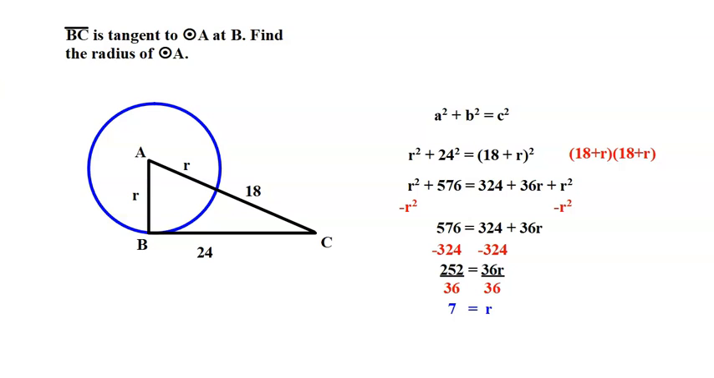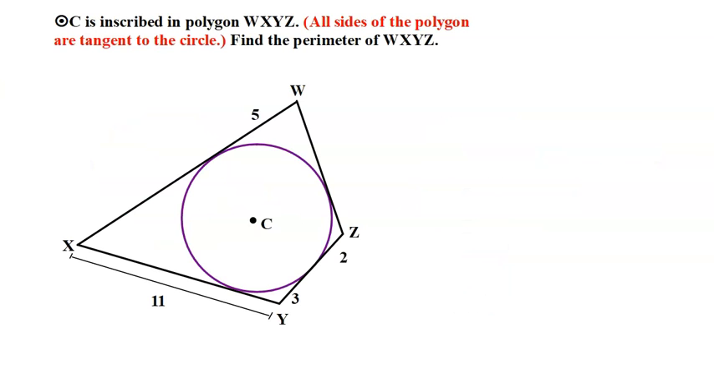All right, last example. Circle C is inscribed in polygon WXYZ. What inscribed means is that all the sides of the polygon are tangent to the circle. So these are all tangents. We want to find the perimeter of WXYZ.